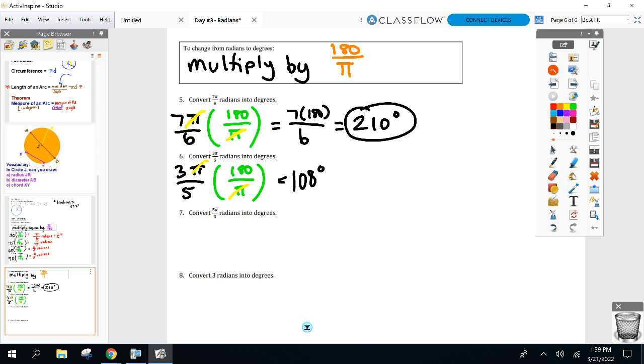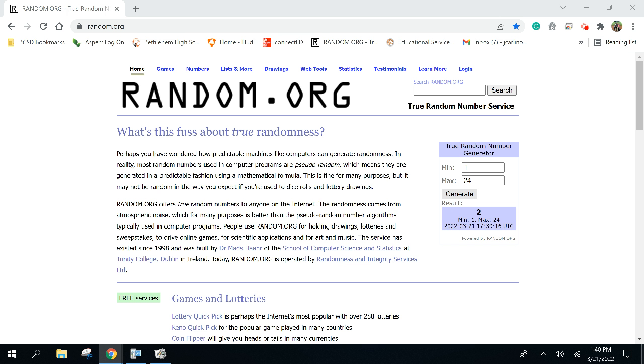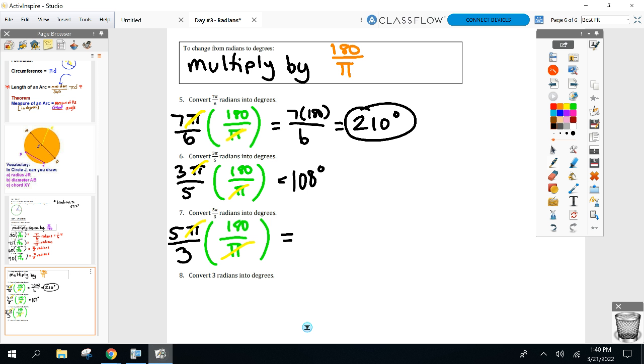And finally, 5 pi over 3 in radians, or in degrees, excuse me. And 5 pi over 3, how many degrees? 300. How many? 300. 300 degrees, yep.